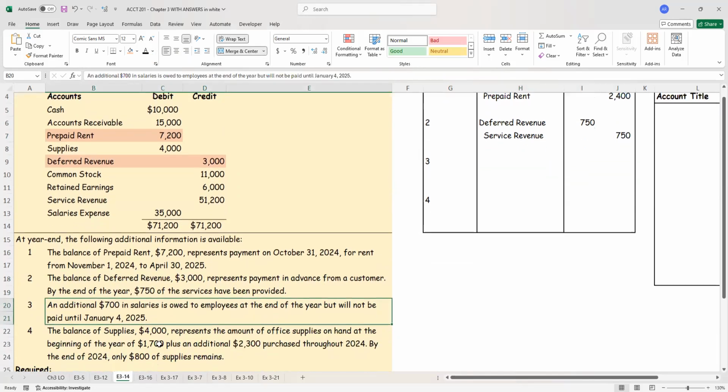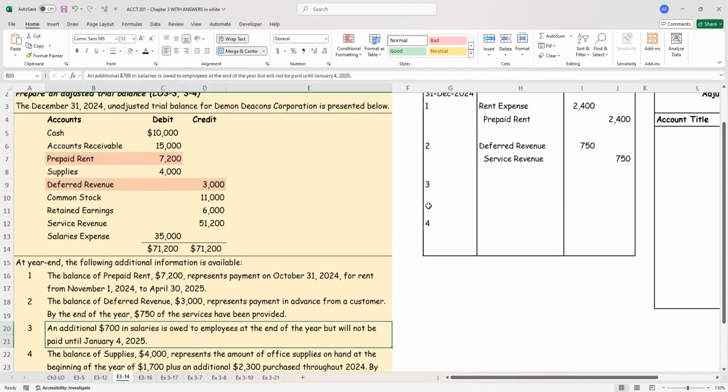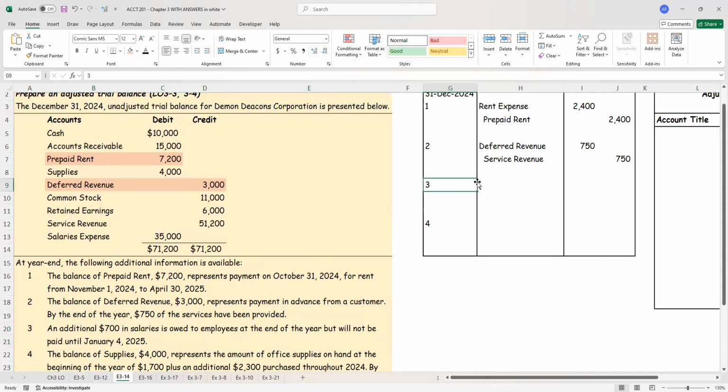The third: an additional $700 in salaries is owed to employees at the end of the year, but will not be paid until January 4th of next year. So over here, what we're doing is we are saying that we have accrued these expenses, salaries expenses. We accrued it, but we have not paid it today. We have to pay it in the future, so it's a payable. And they've told us that amount is $700.